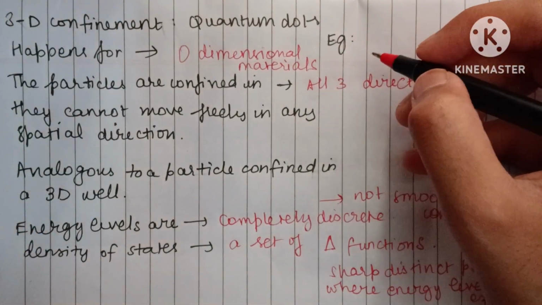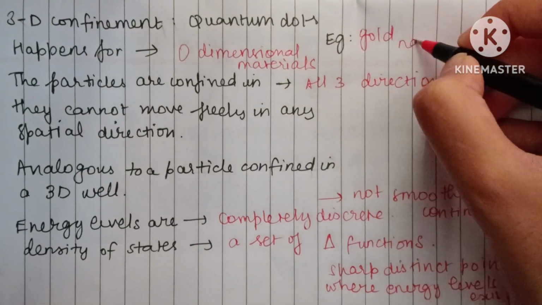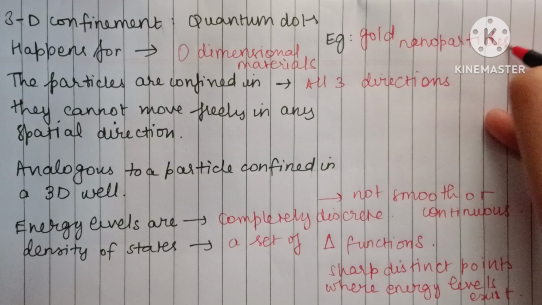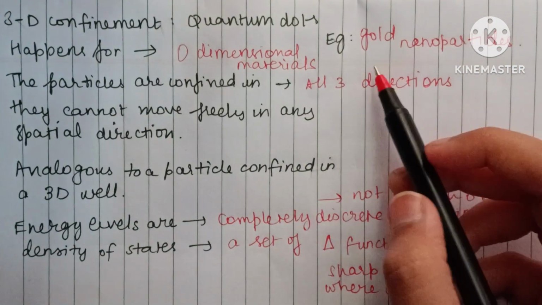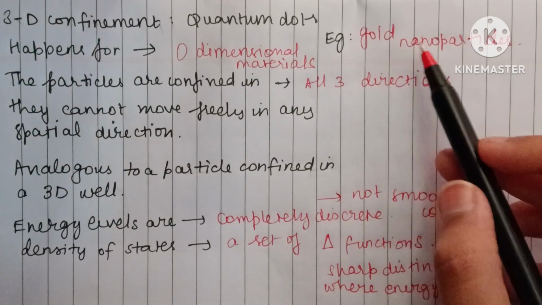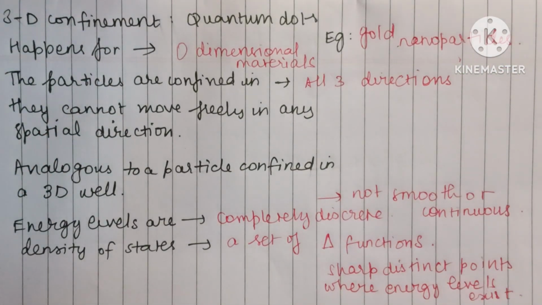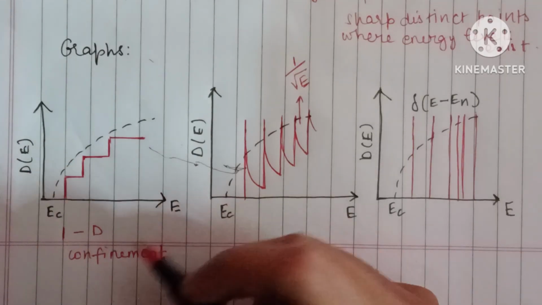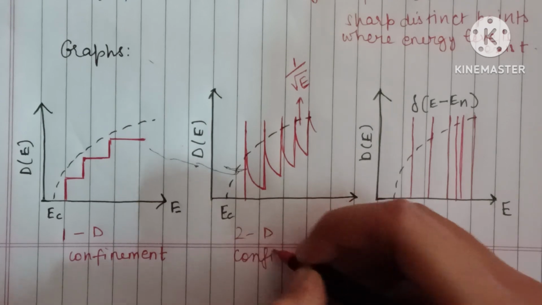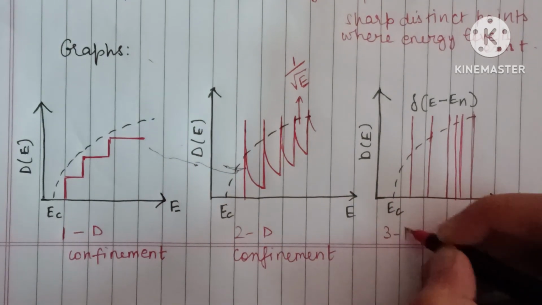Now, an example of this are gold nanoparticles. A gold nanoparticle is a small, tiny sphere of gold atoms. They are so small that the electrons inside are fully trapped. These are the graphs for 1D confinement, 2D confinement, and 3D confinement.